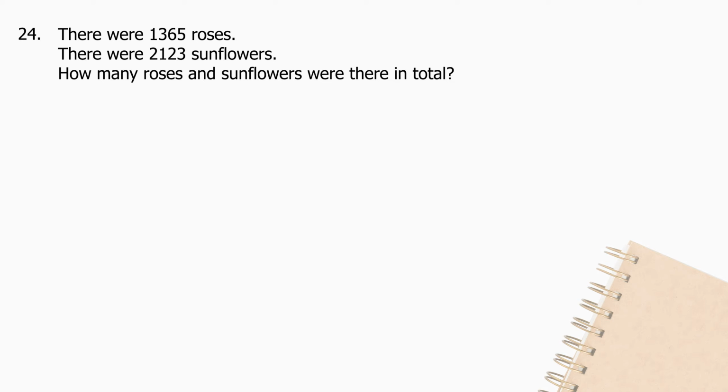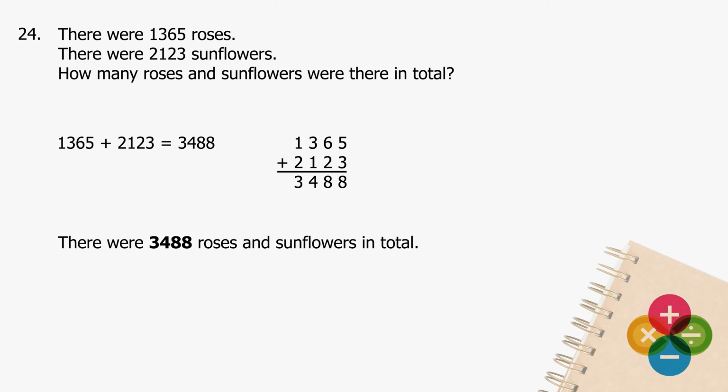Question 24. There were 1,365 roses. There were 2,123 sunflowers. How many roses and sunflowers were there in total? Add 1,365 to 2,123, and the sum is 3,488. There were 3,488 roses and sunflowers in total.